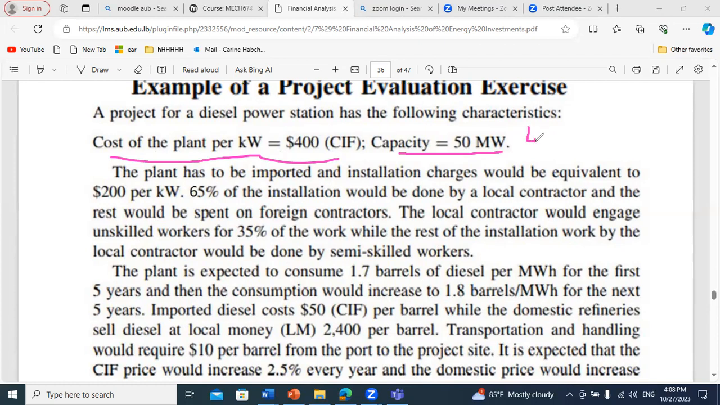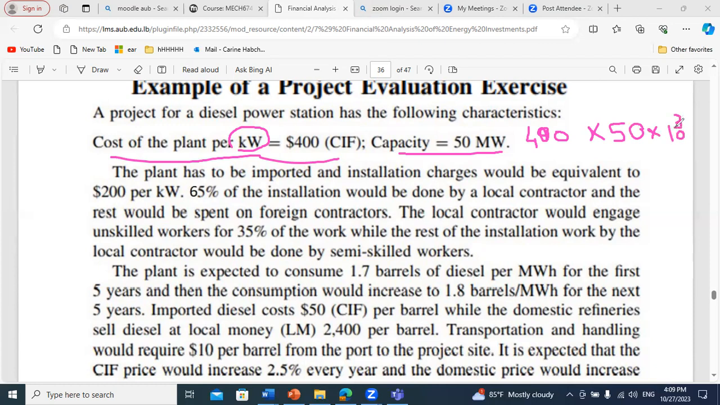So we have $400 times 50 times 10 to the power 6 kilowatt. Since here it's per kilowatt, we should just convert to kilowatt. So times 50 times 10 to the power 3 kilowatt.